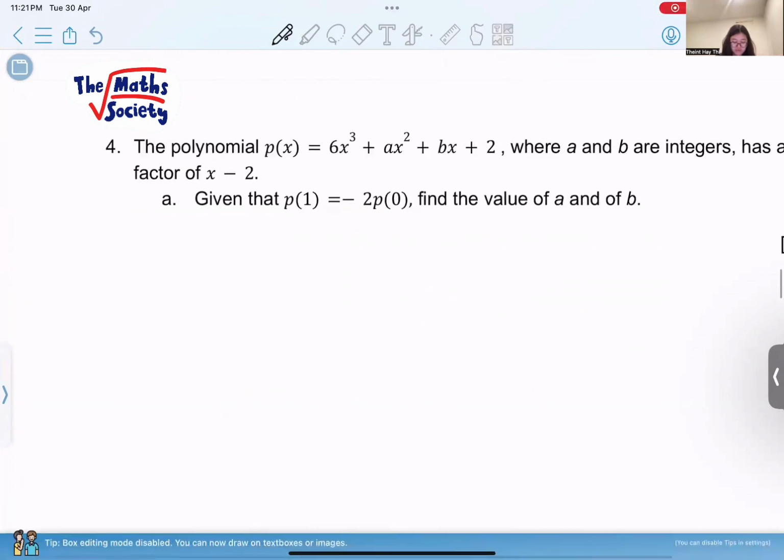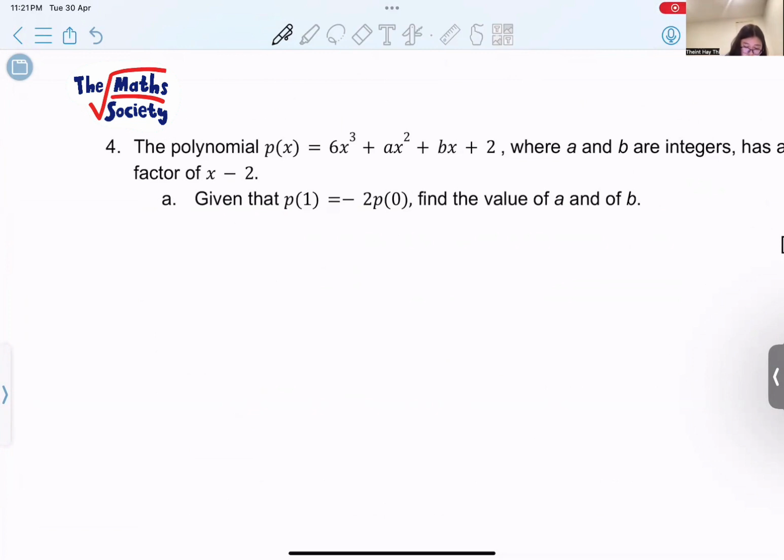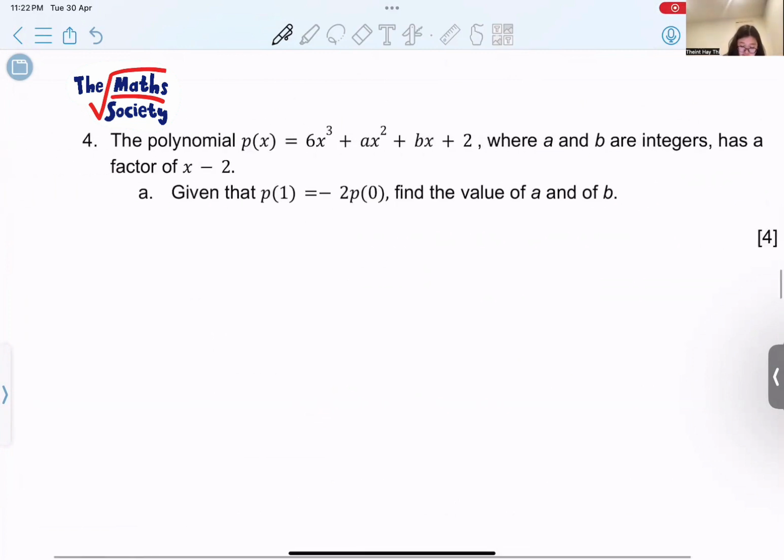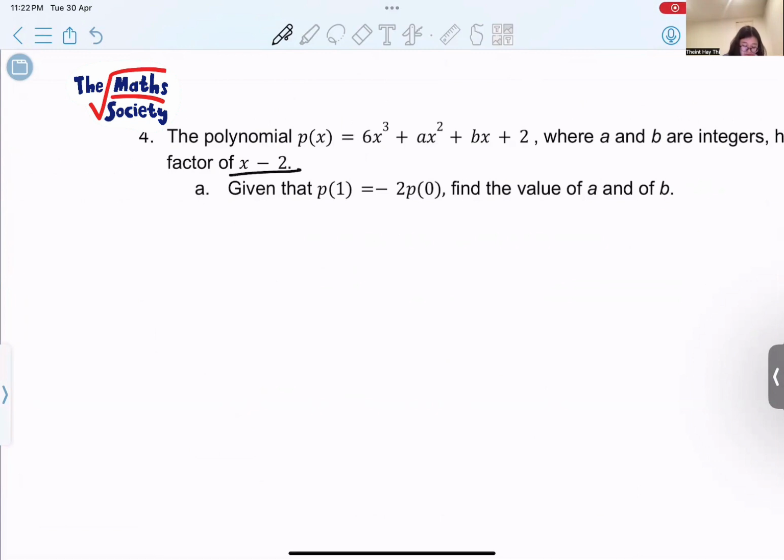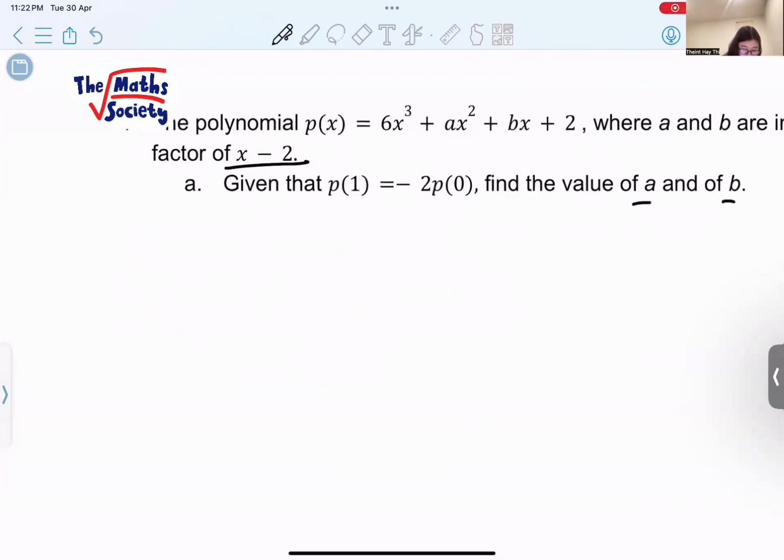And then moving on to question 4, which is p of x equal to 6x cubed plus ax squared plus bx plus 2. A and b are integers, and it has a factor of x minus 2, which means it's going to give an answer of 0. Given that p of 1 is equal to minus 2 p of 0, find the value of a and of b. So as usual, we need to find the value of a and of b. So let's try to do p of 1 first. So p of 1 is going to be equal to 6 plus a plus b plus 2, because it's just 1. So it's just a plus b plus 8.